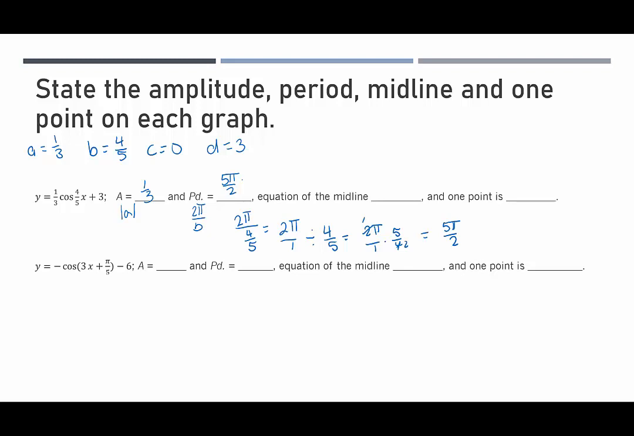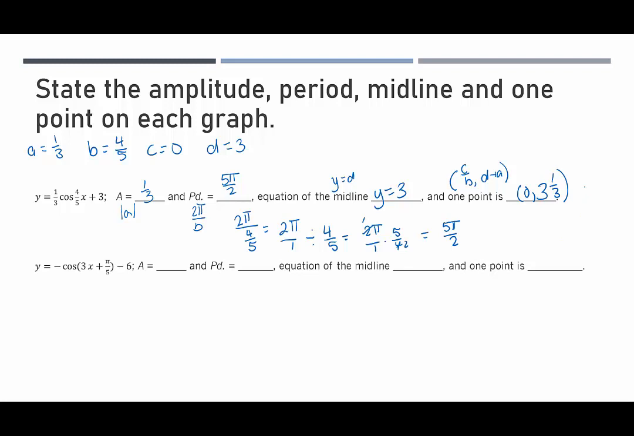The equation of the midline, so remember the midline, this is y equals d, and this will be y equals 3. And last but not least, 1 point. So instead of 0, 1, what is going to be 1 point? And remember how we determined that? It's c over b, comma d plus a. So c over b, since c is 0, the x-coordinate will still be 0. The y-coordinate, d, 3 plus 1/3 is 3 and 1/3. So this graph will start at 3 and 1/3, then it will go down to 3, then it will go down to 2 and 2/3, back up to 3 and 1/3.